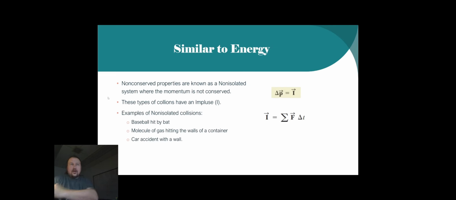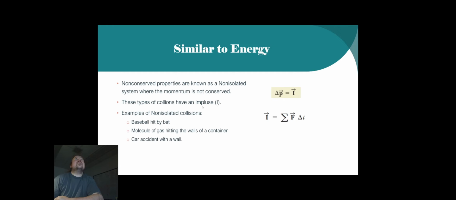If there are non-conservative properties, maybe the velocity changes greatly, and there's only one mass involved. In that case, if the velocity changes and there's only one mass, then the change in p is definitely not going to be 0, because you've changed the velocity of that mass. You need a reason that that velocity has changed. And that brings us to the change in p being equal to this new variable I. I is known as an impulse.